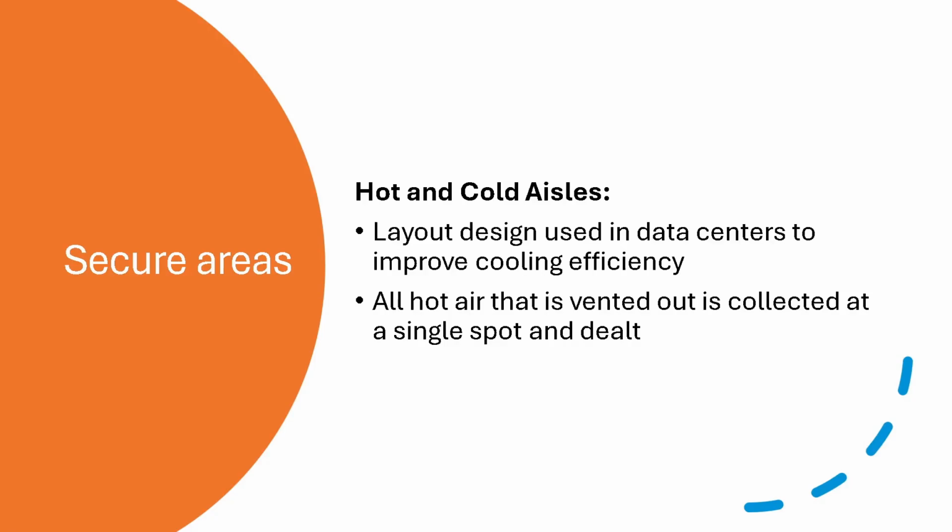Hot and cold aisles. It is a layout design used in data centers to improve cooling efficiency in such a way that the hot air coming out from all the servers and devices is collected in one place. All that hot air is then vented out collectively at a single spot.